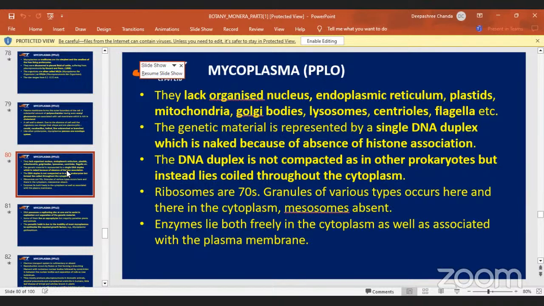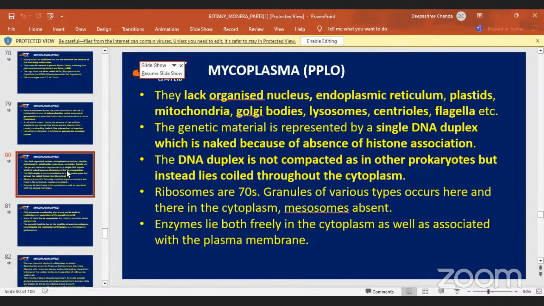But prokaryotes have no histones. Always remember this. Prokaryotes have no histones. Thus, mycoplasma have no histone. So the DNA duplex is not compacted as in other prokaryotes, but instead lies coiled throughout the cytoplasm. Ribosomes are 70S, and granules of various types occur here and there in the cytoplasm. Mesosomes are absent. What are mesosomes? Mesosomes are something like the noses of bacteria.